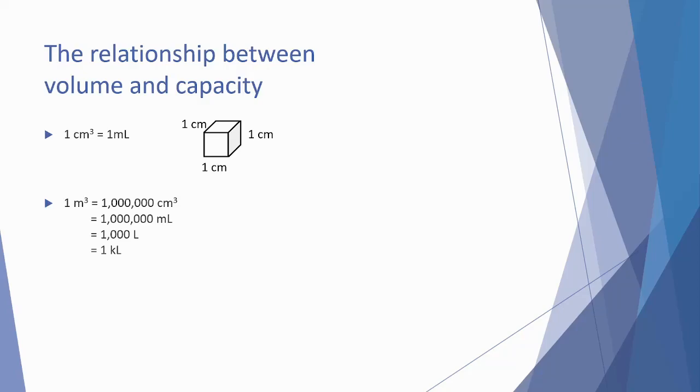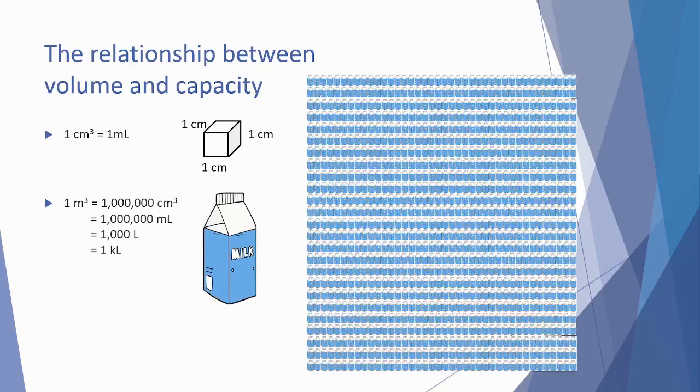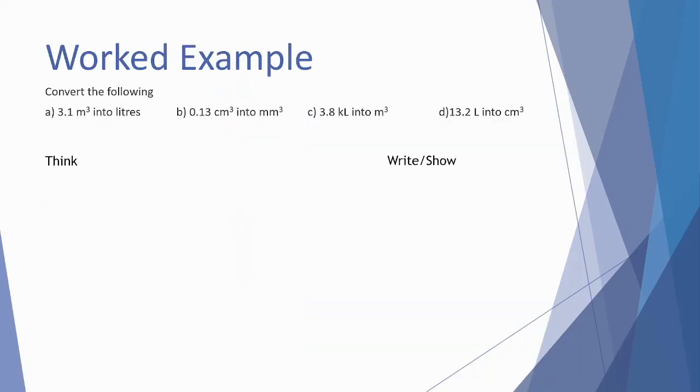Now, to give you an idea of how big this is, if you think about your 1 liter milk carton, to get 1,000 liters or a kiloliter, you will need 1,000 of those. And that would be 1 cubic meter worth of milk. Let's have a look at some examples here. We have 3.1 cubic meters into liters. We have 0.13 cubic centimeters into millimeters. We have 3.8 kiloliters into cubic meters, and we have 13.2 liters into cubic centimeters.